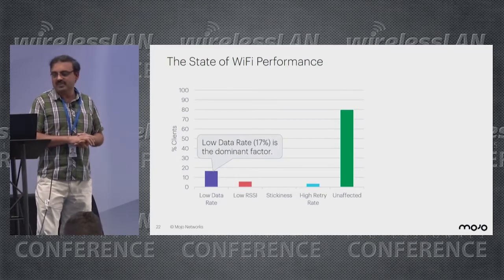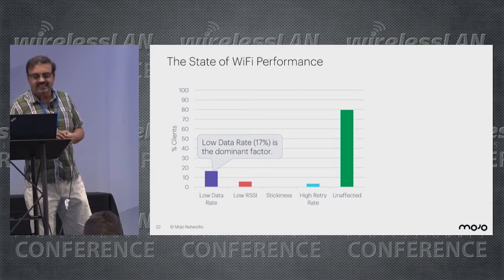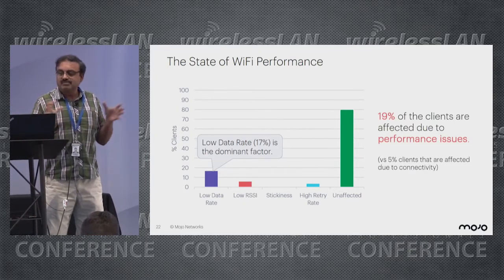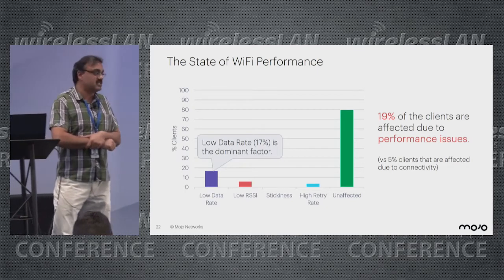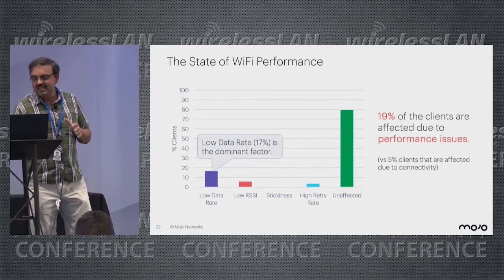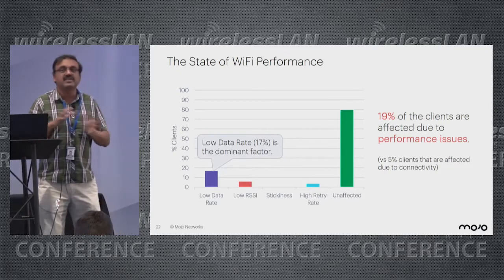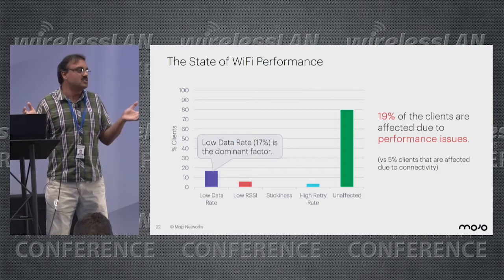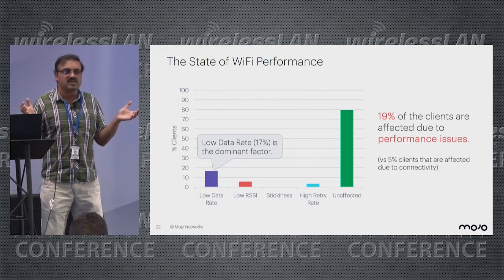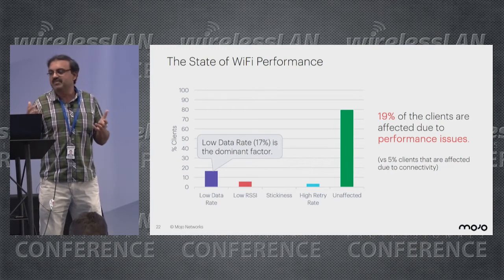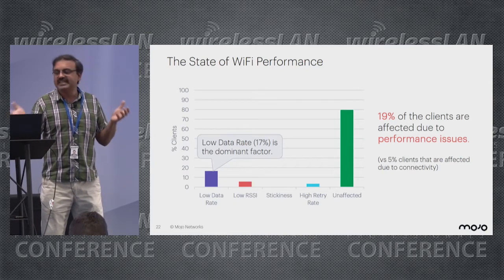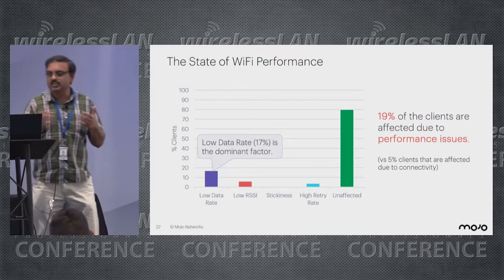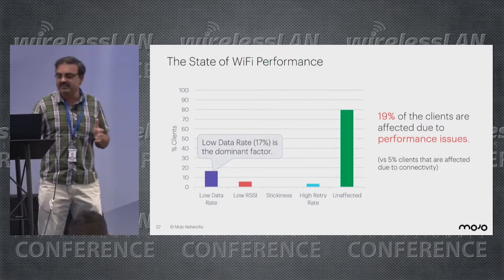So now looking at the performance failures, we clearly see that 19% of the clients are affected due to performance issues. Now contrast this with 5% of the clients that are affected due to connectivity. I think this again is very much explainable. We all know that performance problems are more rampant than connectivity issues, right? Our data is also confirming that: roughly 4x is the ratio we are seeing between performance issues and connectivity issues.